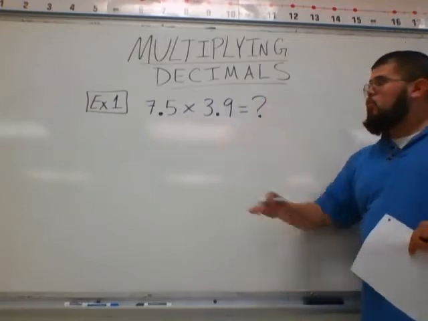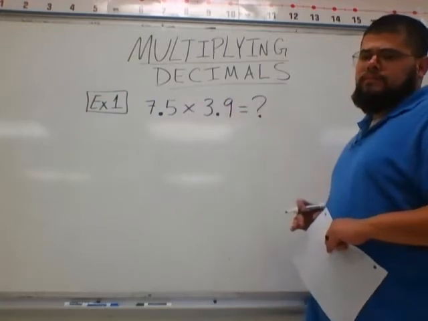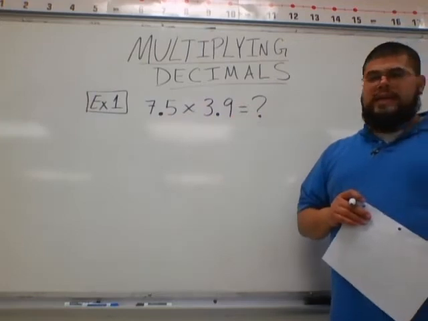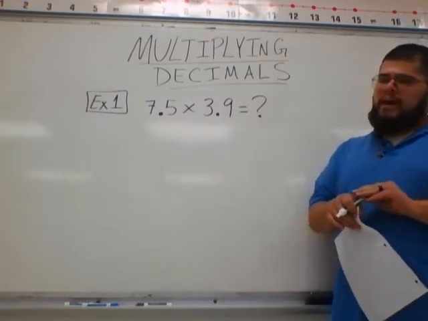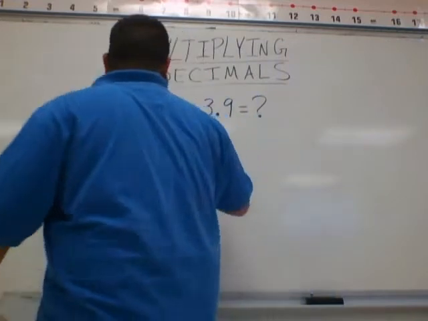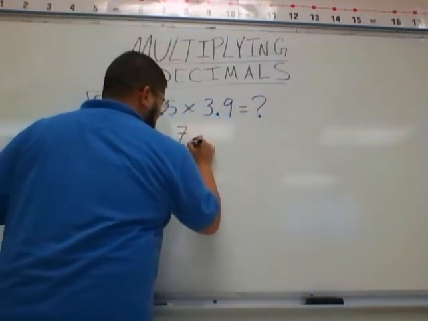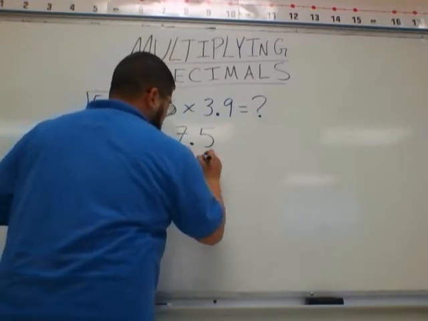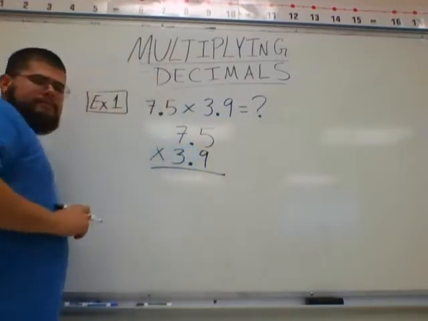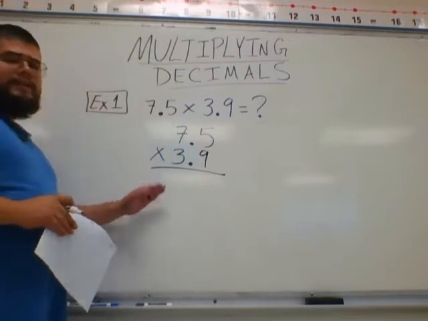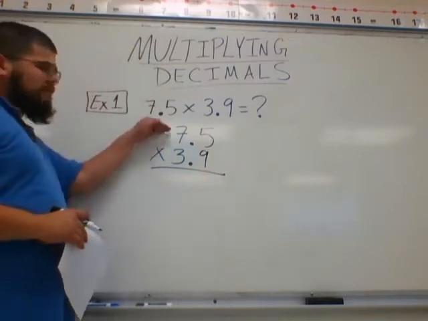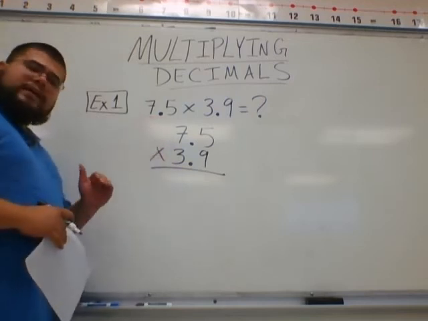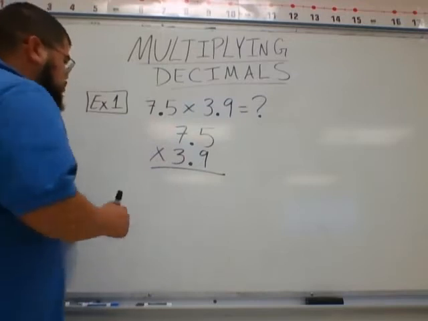Okay? So right now it's horizontal. We need it to be vertical. Do we need to line up our decimals? No. Is it going to happen here? Yes, but it won't always happen. You're going to see that in the next couple examples. So we're going to have 7.5 times 3.9. We treat this problem just like it's 75 times 39. But we can't forget the decimal place at the end. So let's go ahead and do this.